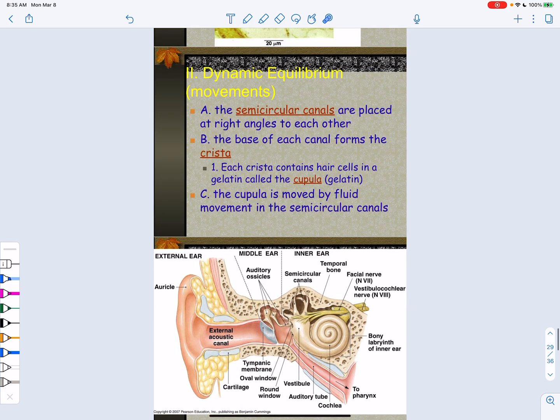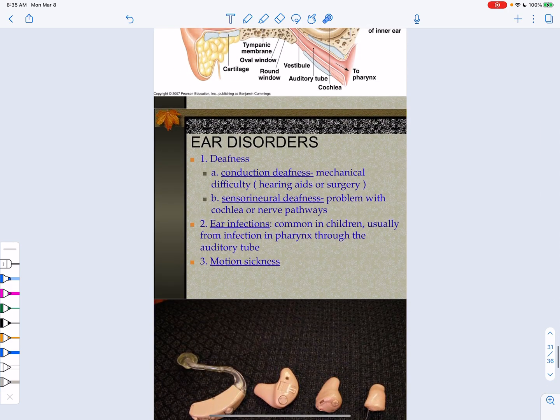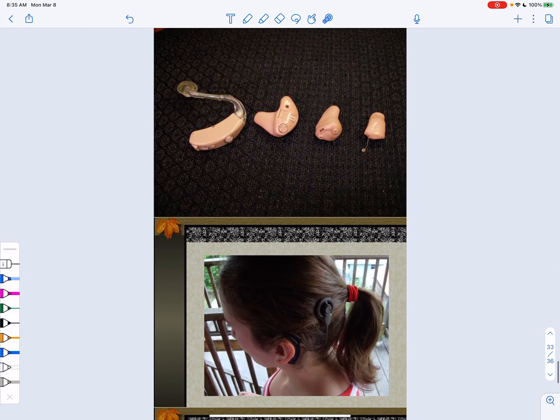That's always good. The last thing I'm going to cover here really quickly is ear disorders. And I will tell you that ear disorders can be something called conduction deafness, which means the vibrations aren't getting through. You can have sensory and neural deafness, which means that your cochlea is not sending messages to the brain. Okay. If you have conduction deafness versus sensory deafness, the treatments are different.